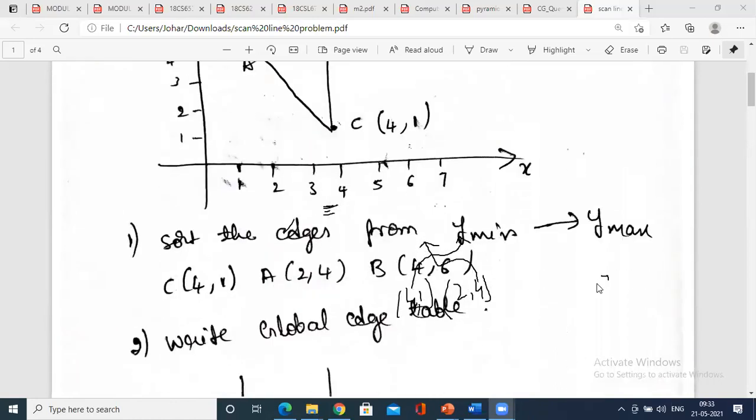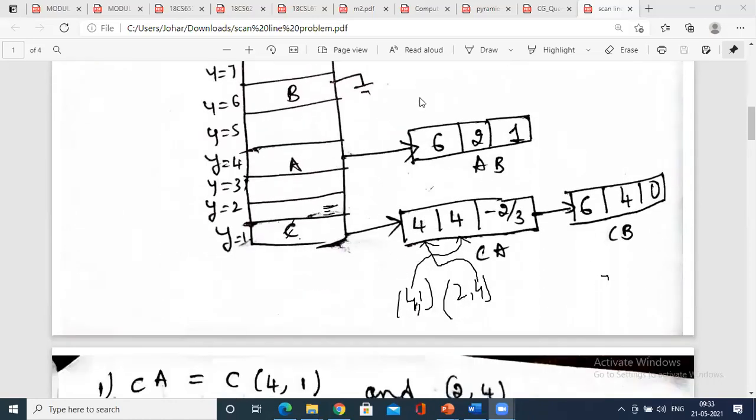CB is 4146. So if I write here 4146, out of 4, 1, 4, 6, what is the maximum y value? 6. So 6 will be written here. And see the x value where y is minimum. Y is minimum, here it is 1, no? So that x value will be taken. So this is the completion of the edge table for the vertex y equals 1.